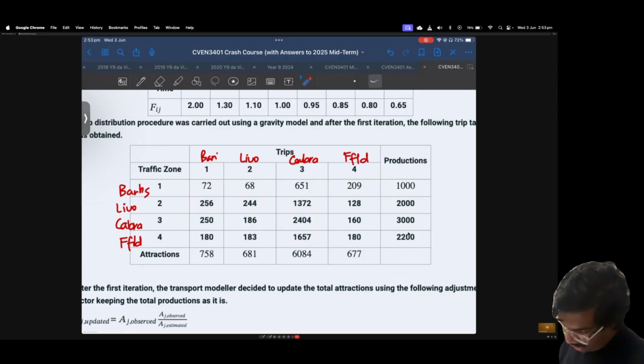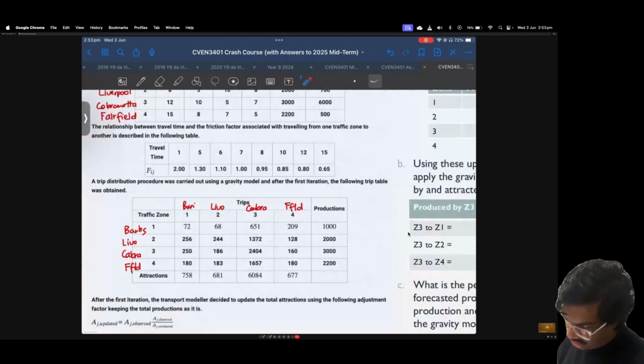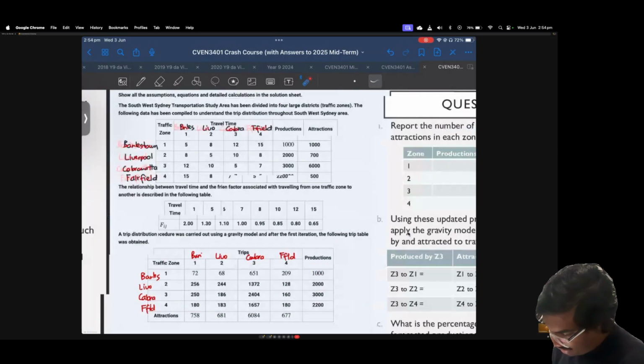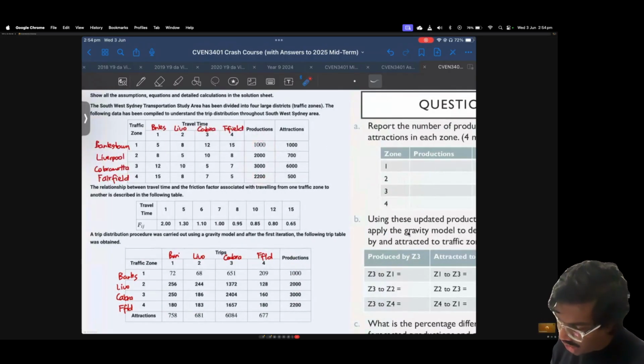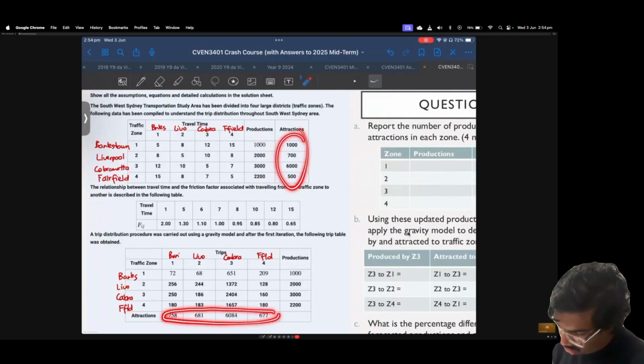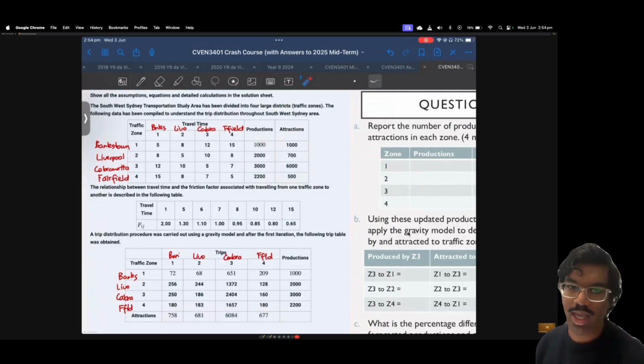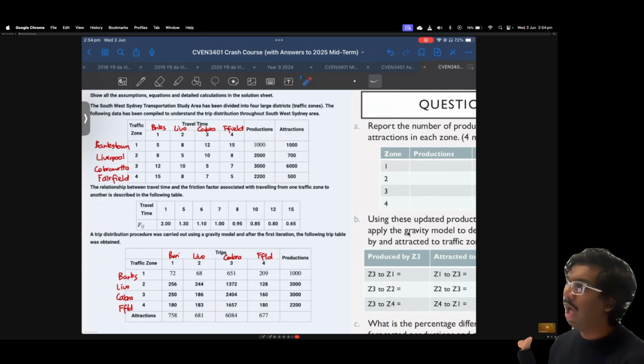Okay, all right. Now what we get is something interesting, which is that the attractions aren't matching. The productions match: 1,000, 2,000, 3,000, 2,200. They match what we're given here. The attractions don't. We've gotten the wrong numbers, because this is an iterative process. So you will repeat the gravity model over and over again. In a midterm, she's probably not going to make you do that because that'll take a long time. But that's how you're meant to do it. You would repeat it until you get close enough, okay?